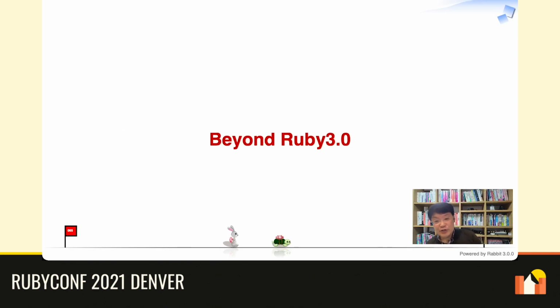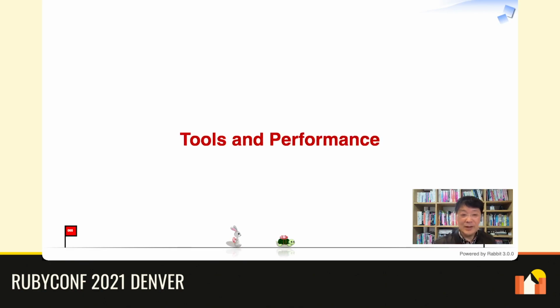So how about the future? How about beyond Ruby 3.0? We are going to release Ruby 3.1 next Christmas, December 25th this year. But what will we have in the next release or beyond? So our goals, our improvements are twofold: tools and performance.